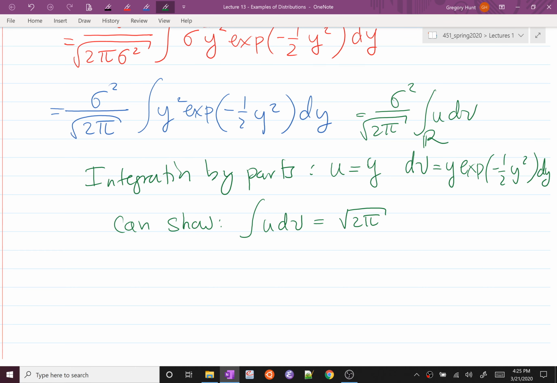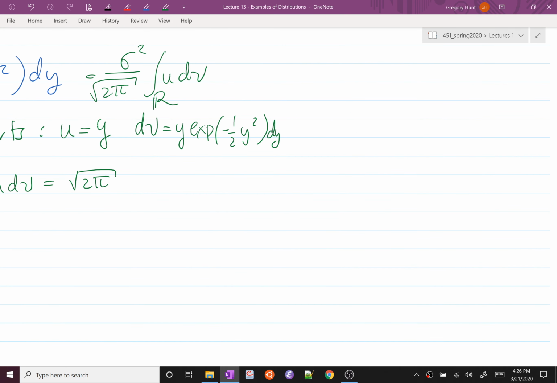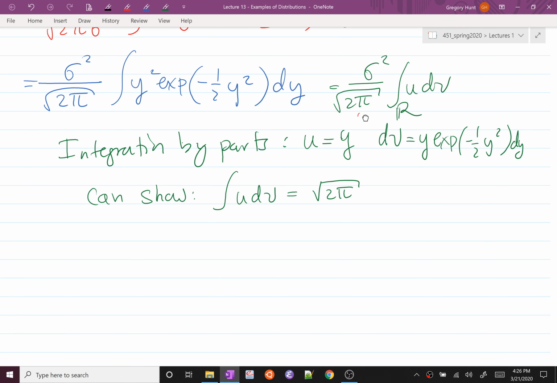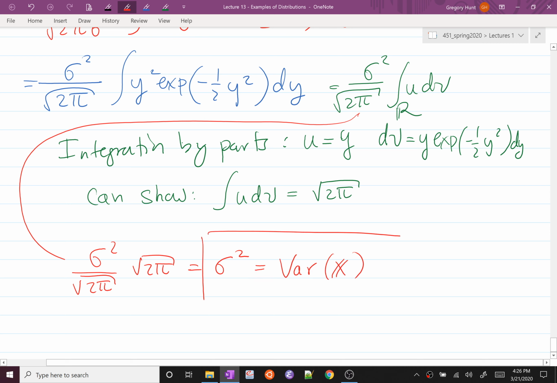The hint is you're going to have to recognize part of that integral as the PDF of a normal random variable. That's where you get this 2 pi from. And so altogether, pulling this out, we get sigma squared root 2 pi times root 2 pi, which cancels and just gives us sigma squared. And of course, at the end of the day, what we're calculating is variance of x. And so indeed, as we thought, the variance of x is sigma squared.